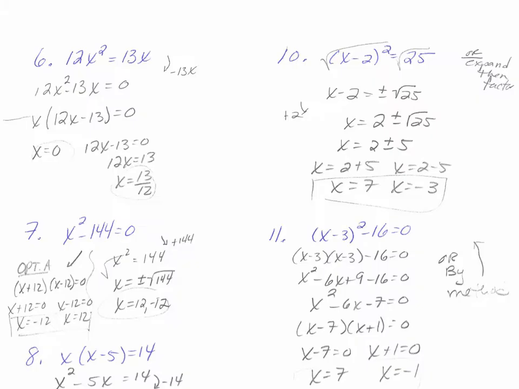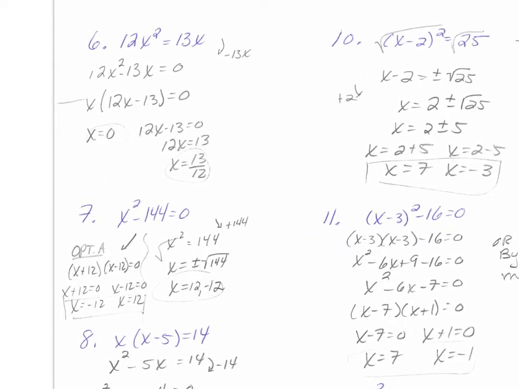So go ahead and take a look at number 6. You can see that you can bring the 13x over, go ahead and factor it, use the 0 property. Yes, you actually have to set them each equal to 0. Don't forget this guy. The only reason you're allowed to use the 0 property is because this equation is equal to 0. And then solve each of those pieces to get those solutions.